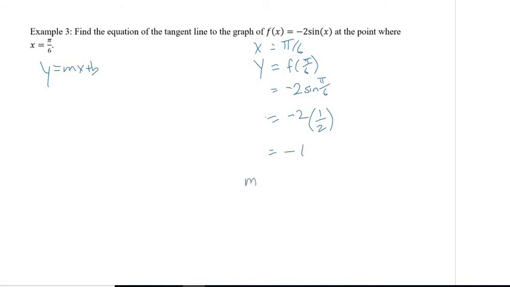So then we have m, which is just going to be f prime of pi over 6. The derivative of -2 sine x is going to be -2 times cos of x, or in this case, cosine of pi over 6. So just remember that f prime of x here is going to be equal to -2 times cos of x.